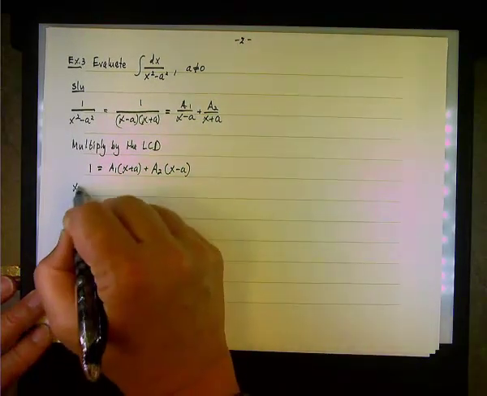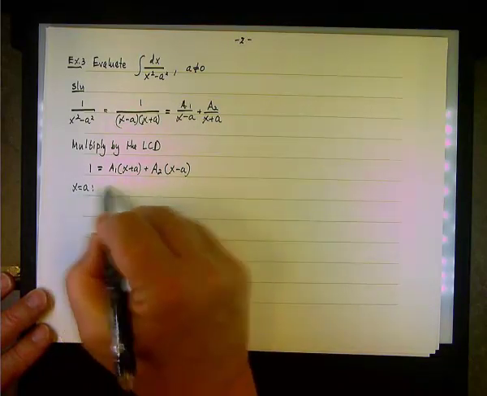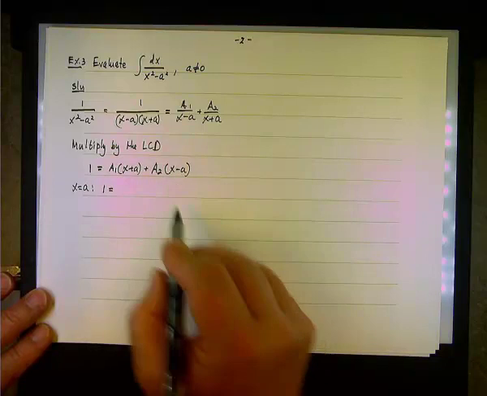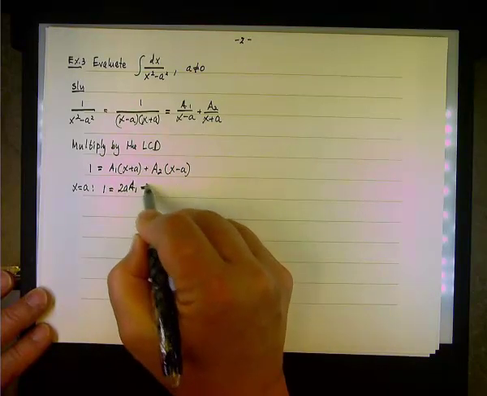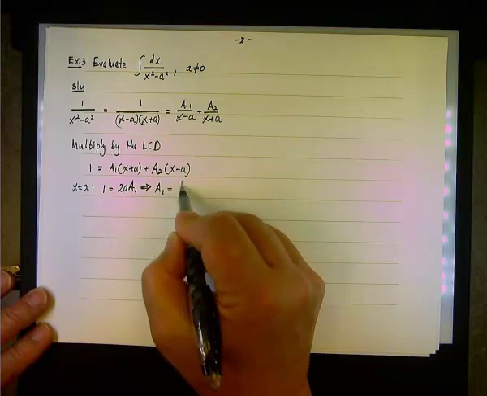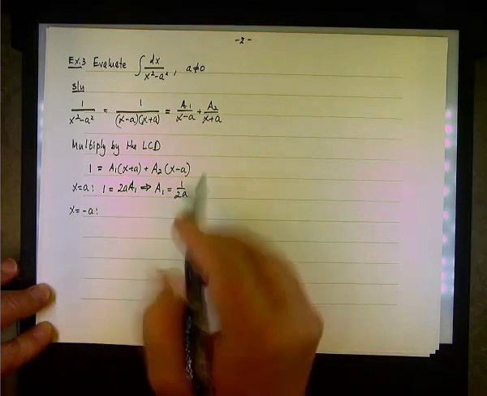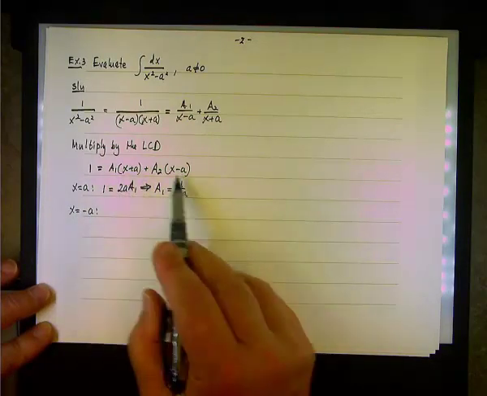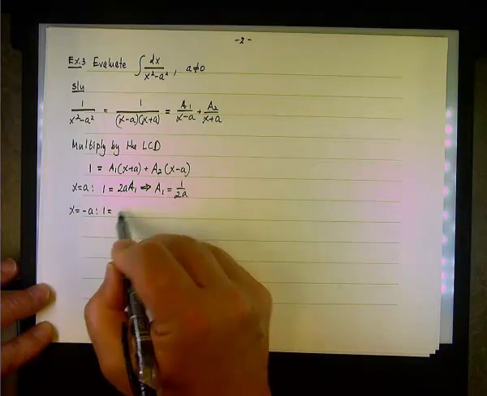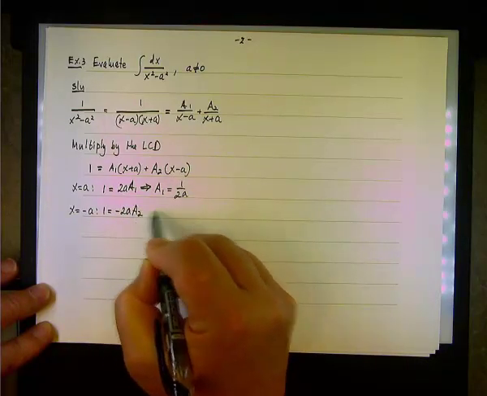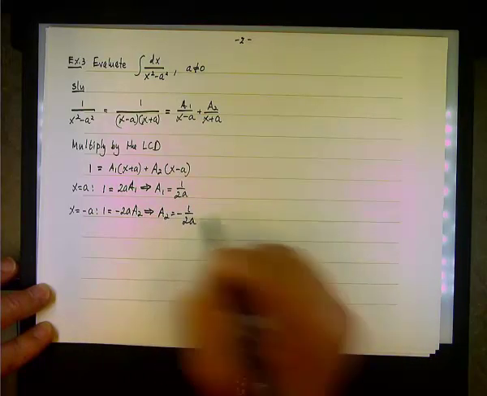For instance, if we let x equal a, we're going to lose the A2 term. So if x equals a, then on the left we still have 1, and on the right we have simply 2a times A1. So right away we get A1 equals 1 over 2a. And if we choose x equals negative a, we're going to lose the A1 term. We have 1 on the left, and here we have negative 2a times A2. So A2 equals negative 1 over 2a.